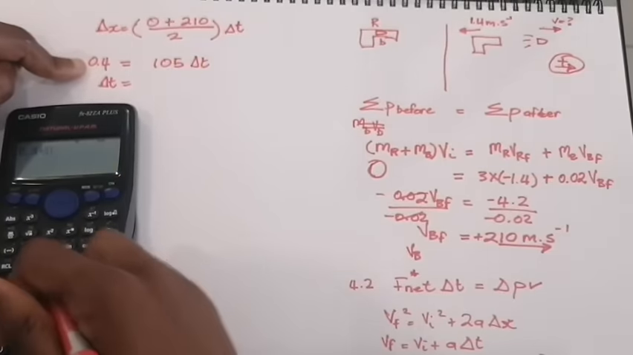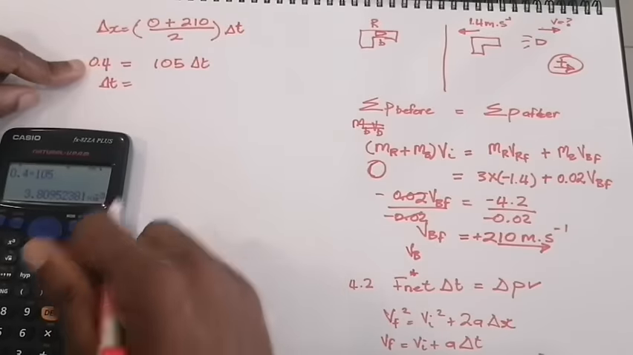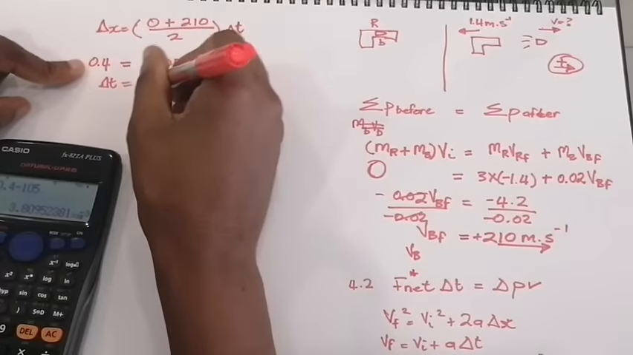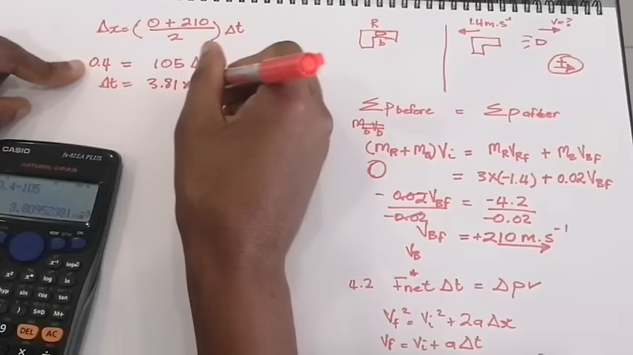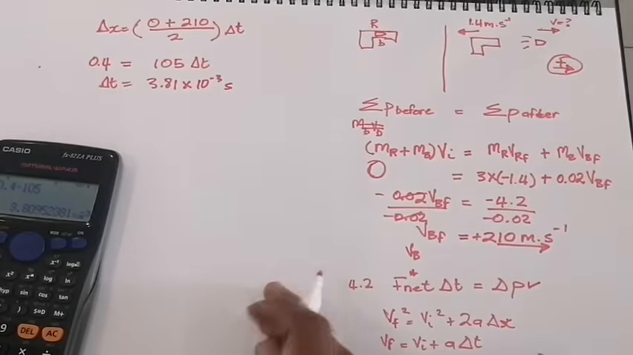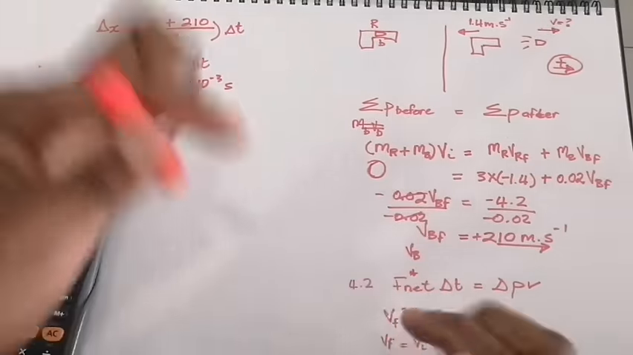0.4 divided by 10^5. That gives us a very small time there. I'm just going to say 3.81 times 10 to the minus 3 seconds. You can imagine the bullet was really, really fast. For it to go in there, it's a matter of sub-seconds.